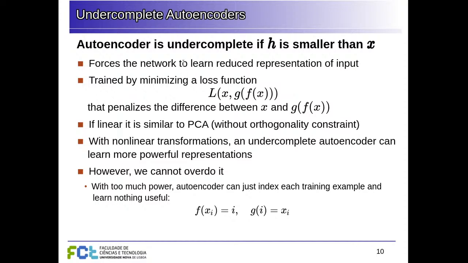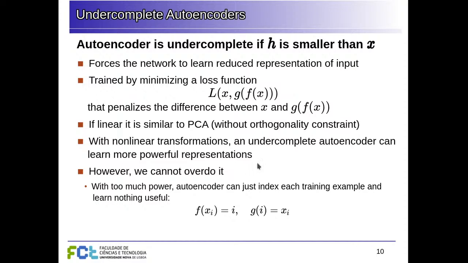If we just use a linear transformation, this will be similar to PCA. Of course, PCA also has this orthogonality constraint where the different directions must be perpendicular, but it would be the same idea. With nonlinear transformations, an undercomplete autoencoder can find much better representations of the manifold in which the data is distributed.